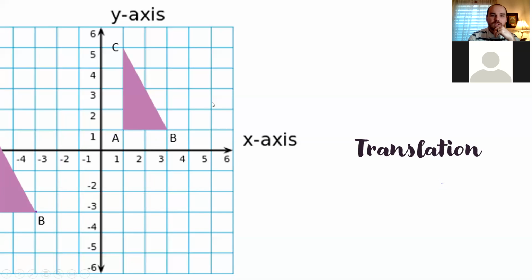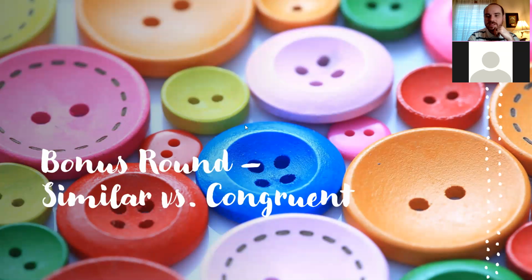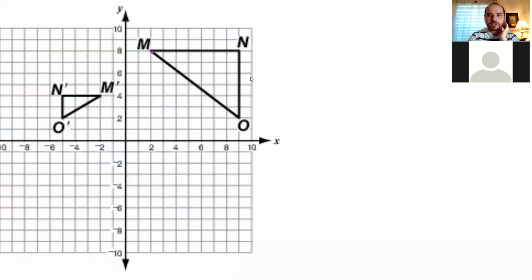All right. The last thing, the bonus round, each one of these is going to be worth 2 points. There are only 4 questions, but you're only going to have 30 seconds on these ones. So the question here is, are the figures shown similar, congruent, or neither? You might have to check your definitions to remember what the difference is between them.